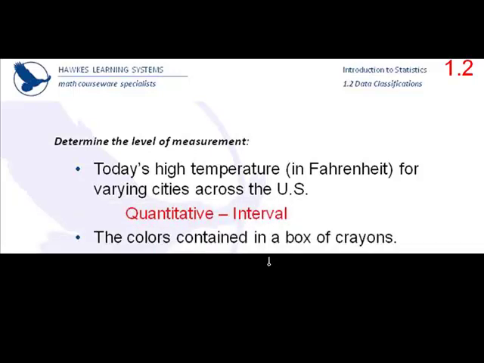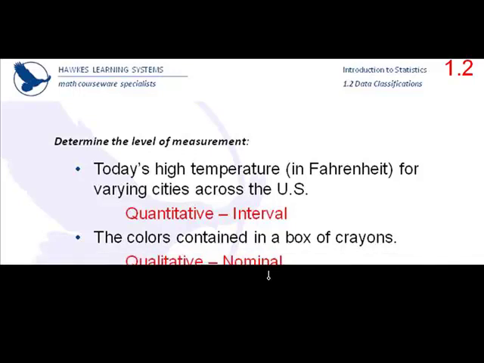Colors contained in a box of crayons. Qualitative data. Is there order? Not unless you're pretty particular about how your crayons are. It's nominal.